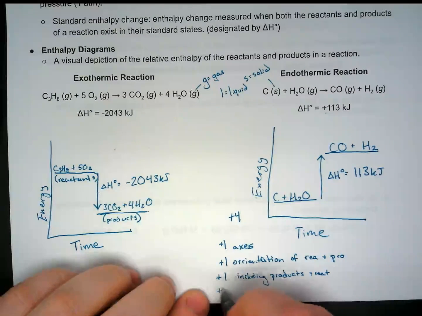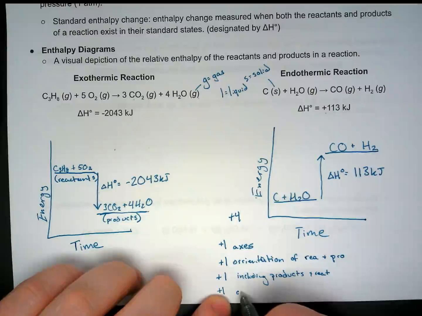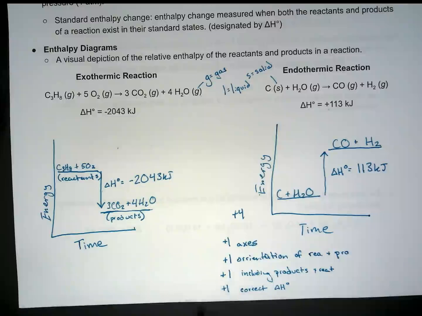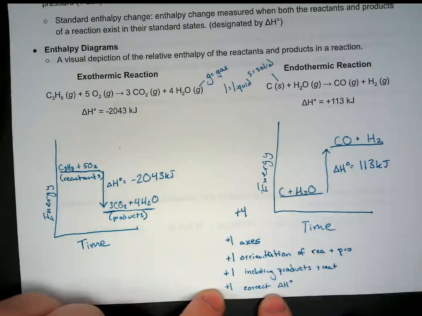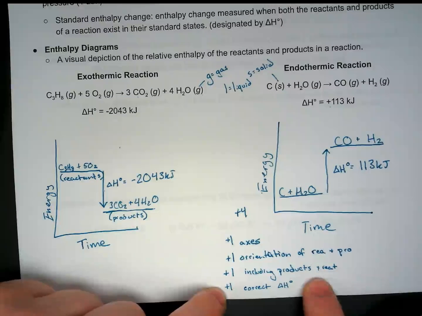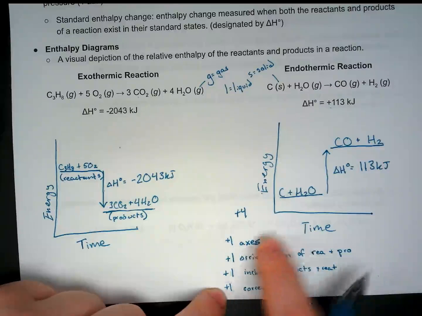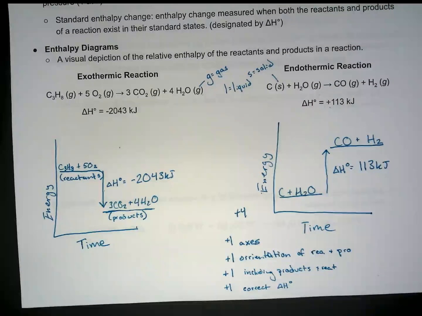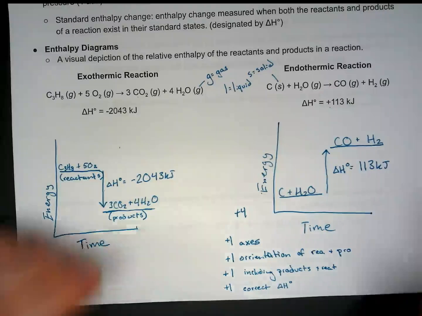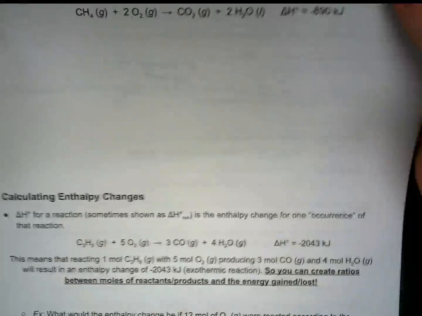And then it's going to be +1 for providing the correct delta H. And we'll get to where we have different delta H's than what's been provided in the examples on the next slide. So as long as you have the correct delta H, you've included the products and reactants, you've got the correct orientation, and you've labeled your axes properly, these bad boys are 4 points apiece. Okay, let's keep on trucking.